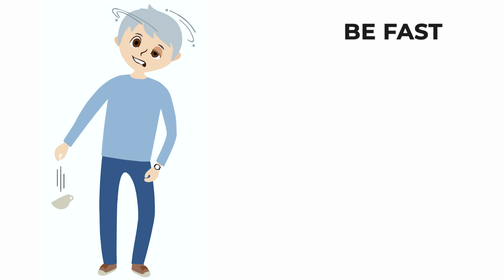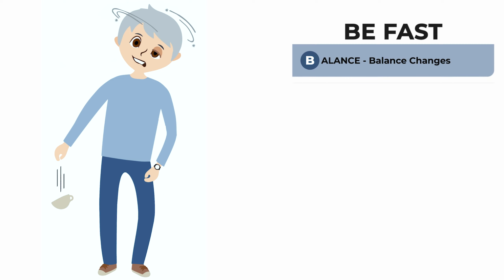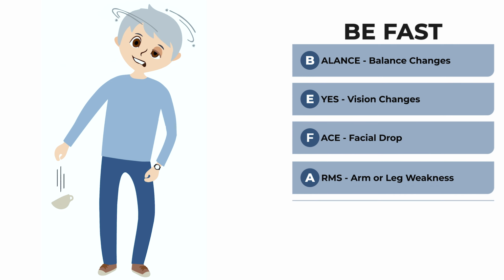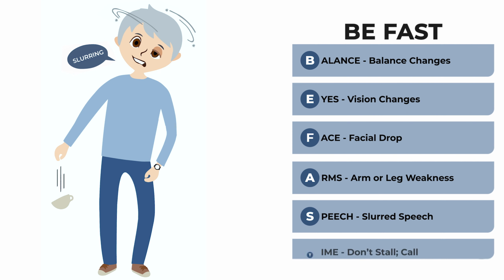Think BE FAST when identifying the signs of a stroke. B is for balance, E is for eyes, F is for face, A is for arms, S is for speech, and T is for time. Time is brain. Time is brain when treating a stroke, which leads us into treatment.